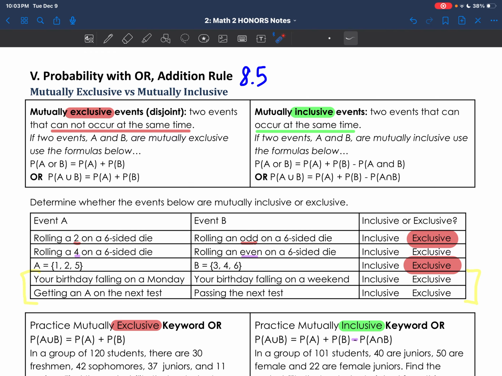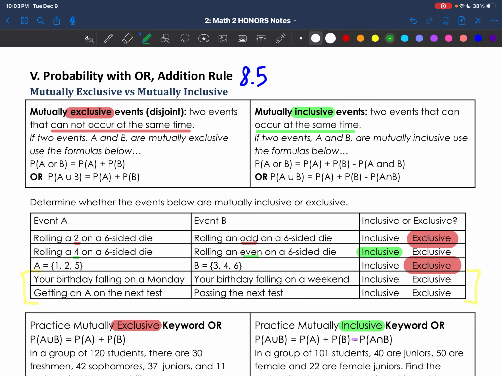All right, and then for this next one, let me get my highlighter here. All right, so here we go. We have a 4. So the first event is you roll a 4, and the second event is you roll an even. Well, 4 can be even because that can happen at the same time. So what you actually have is an inclusive event.